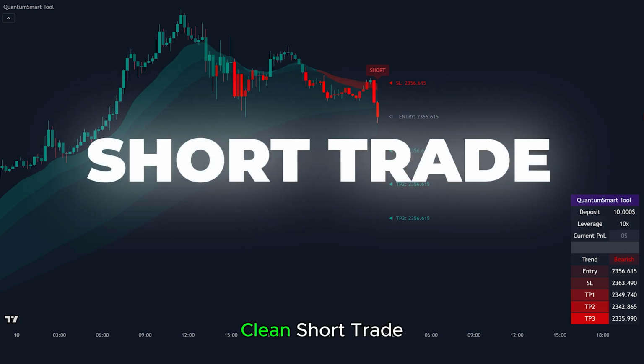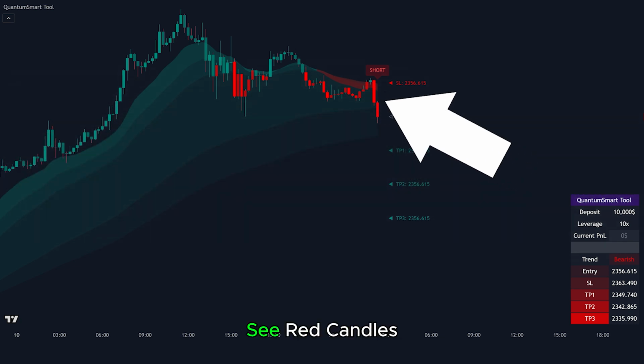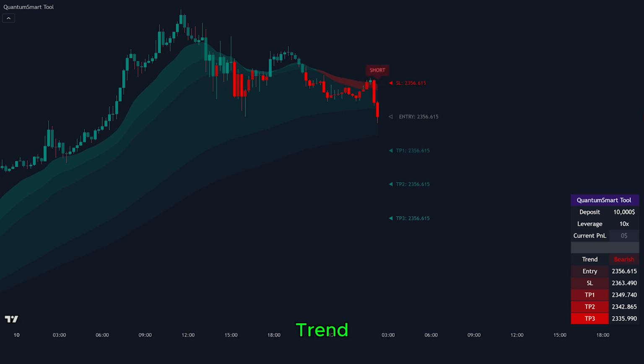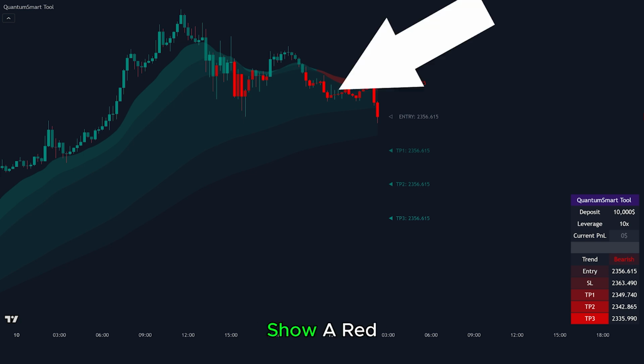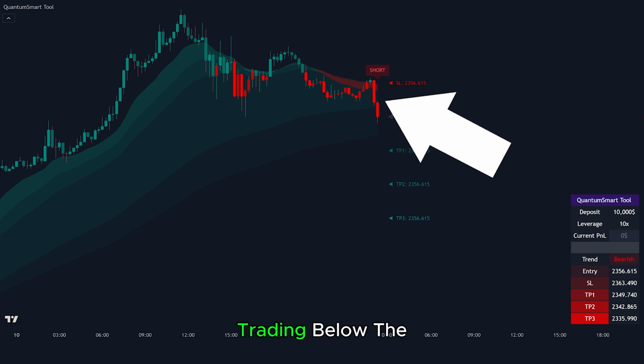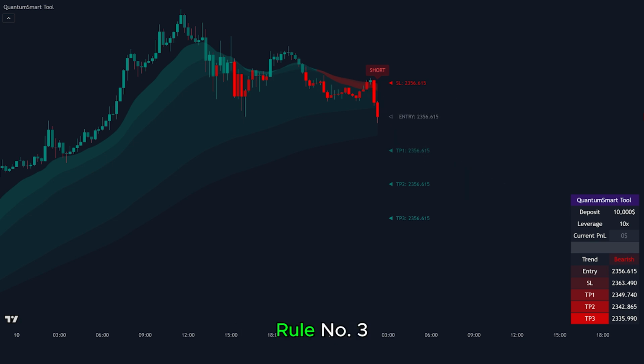This is a clean short trade setup. First, we can see red candles forming and the trend cloud turning red, confirming a bearish trend. Then, the Quantum Smart tool gives a short signal. Rule number 1. The tool must show a red cloud. Rule number 2. Price should be trading below the cloud. Rule number 3. A short signal with entry, stop loss, and take profits must appear.